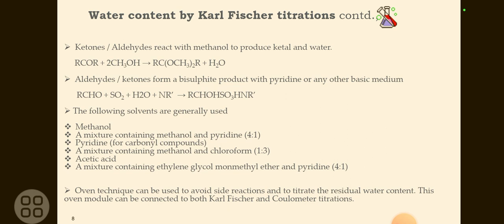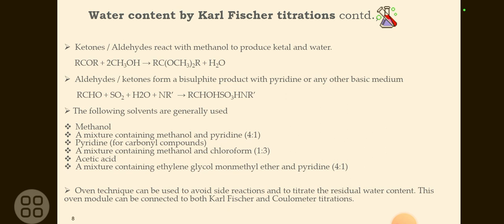So these are the additional solvents, and some of the solvents we have to avoid when performing with particular compounds. So basically methanol is the first solvent. We will use it as the general solvent for the KF, along with a mixture of methanol and pyridine, and purely pyridine. Pyridine we use especially for the analysis of the ketones and the aldehydes. Why? Because it does not produce water.